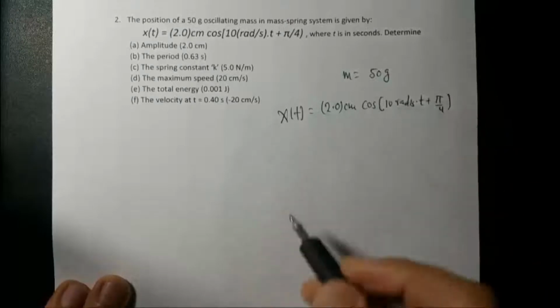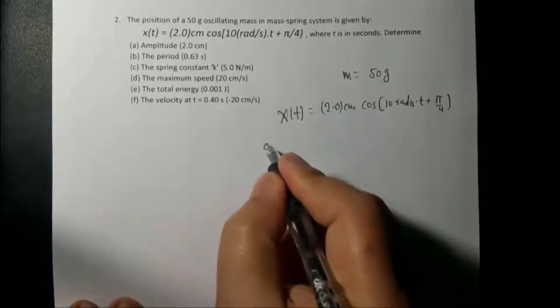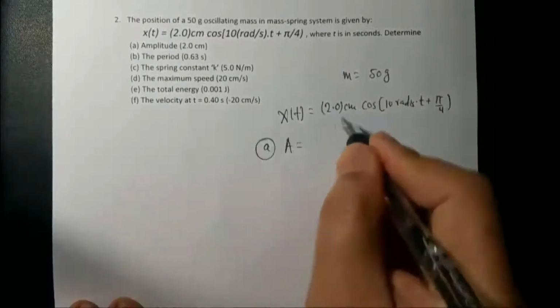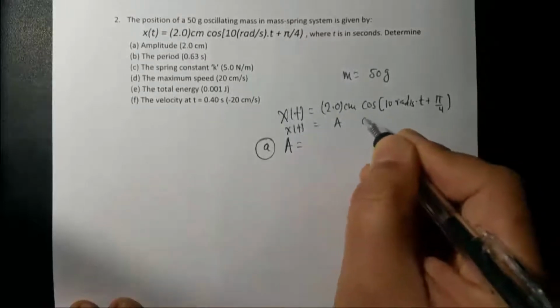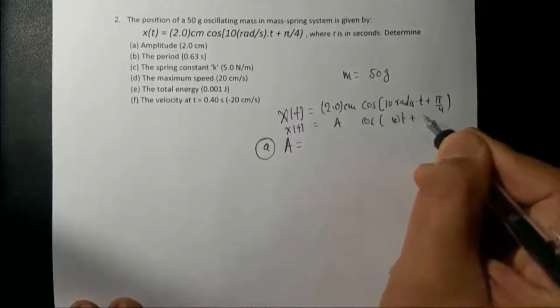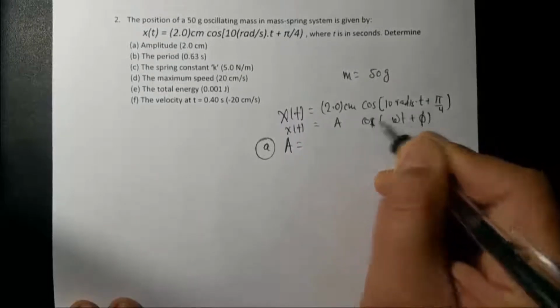Based on that, it's now asking various questions. What's the amplitude? It's really easy. This has to be the amplitude. Just compare with the standard equation, A cos of omega t plus phi. That's it.